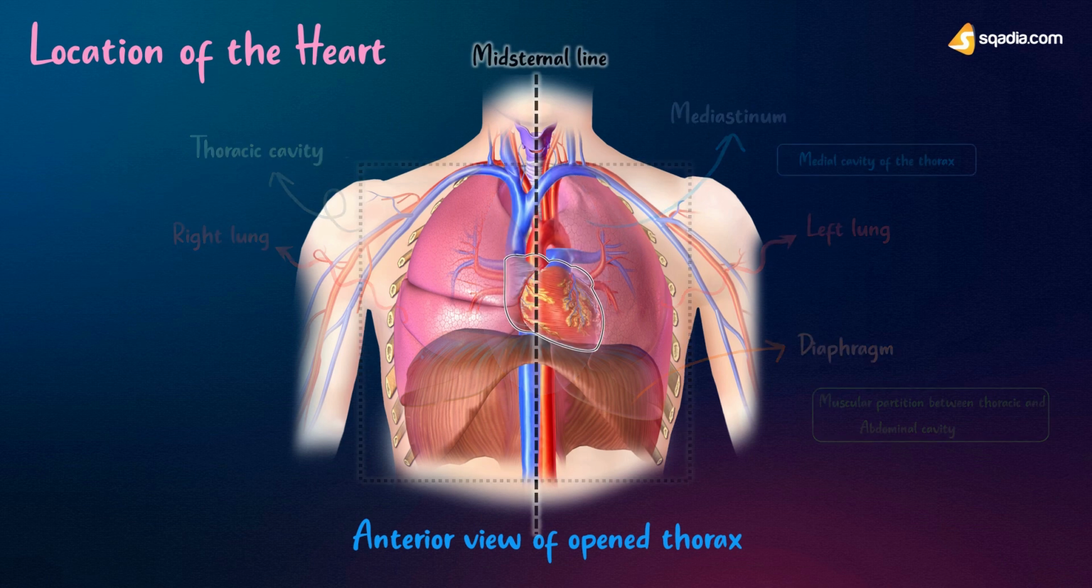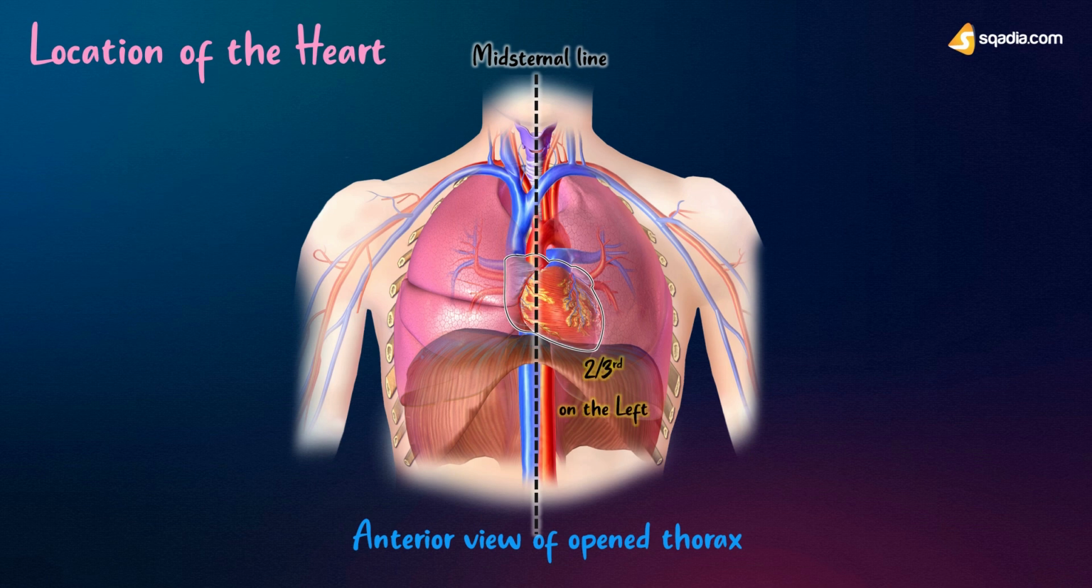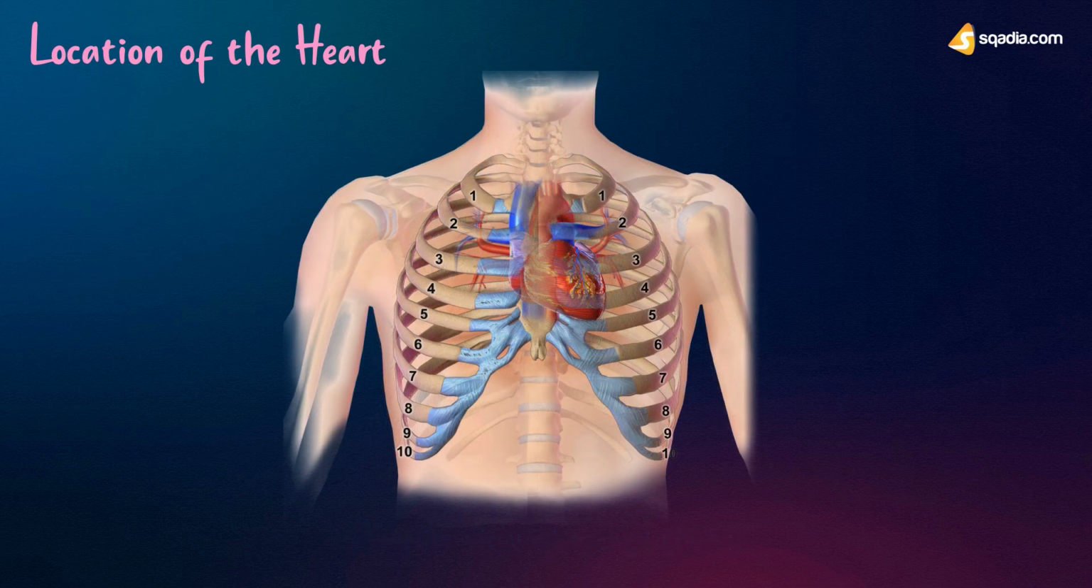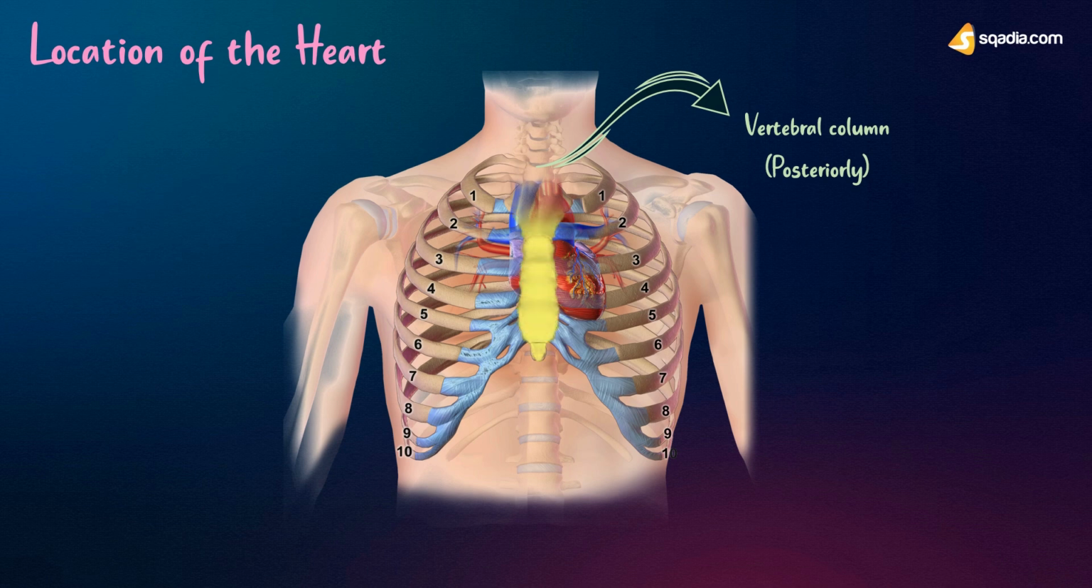The heart is not situated in the exact center of the thorax, and approximately 2/3 of the heart lies to the left of the midsternal line. The posterior border, or we can say the backside of the heart, is near the vertebral column, and the anterior border, or front of the heart, is near the sternum or breastbone and costal cartilages.